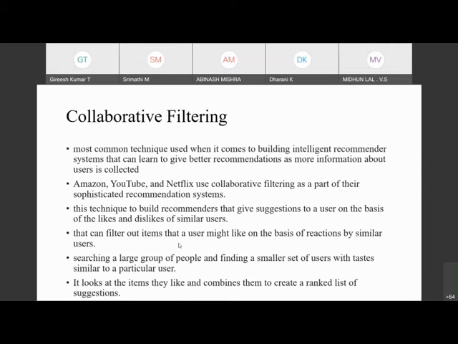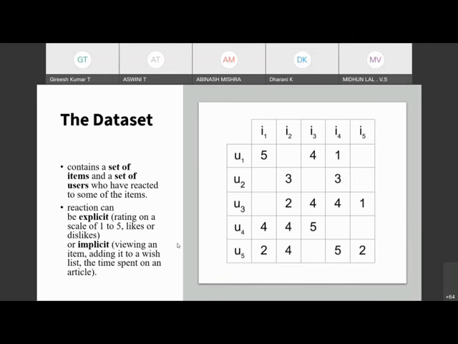They have a very huge data set, so they have to perform some analysis on the data set and see whether similar groups are present or not. Then it looks at the items they like and combines them to create a ranked list of suggestions. Now I'll tell you how they are going to generate the data set. This is one way they can generate a data set.